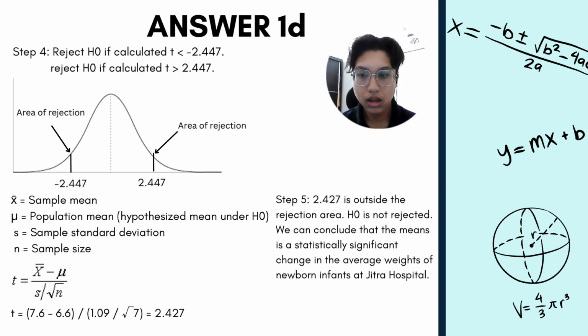So we move to the t. t equals sample mean minus population mean, divided by sample standard deviation divided by the square root of sample size. We get t equal to 2.427. Step 5. 2.427 is outside the rejection area. H0 is not rejected. We can conclude that there is no statistically significant change in the average weight of newborn infants at Jitra Hospital.